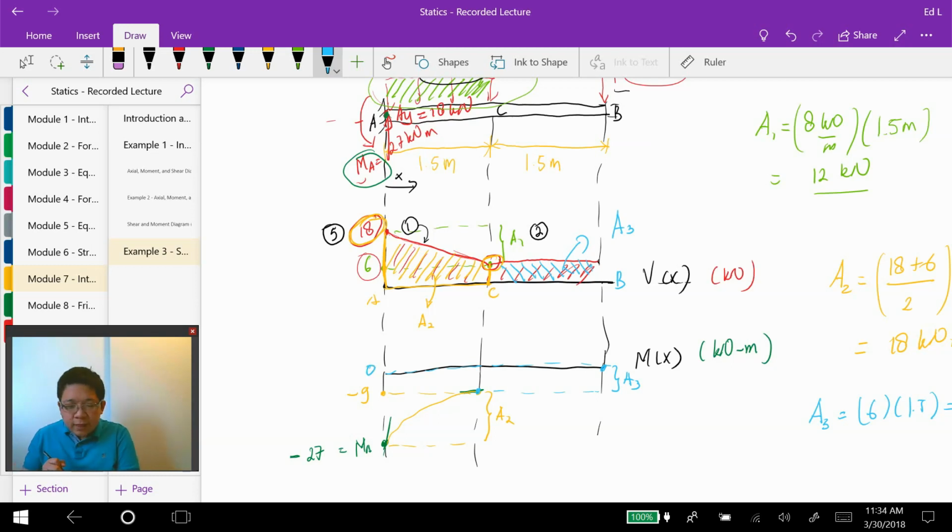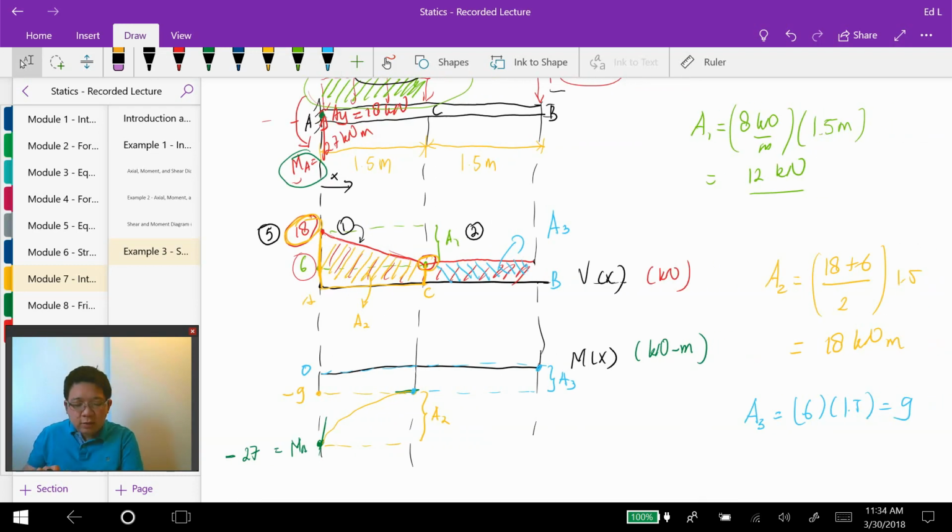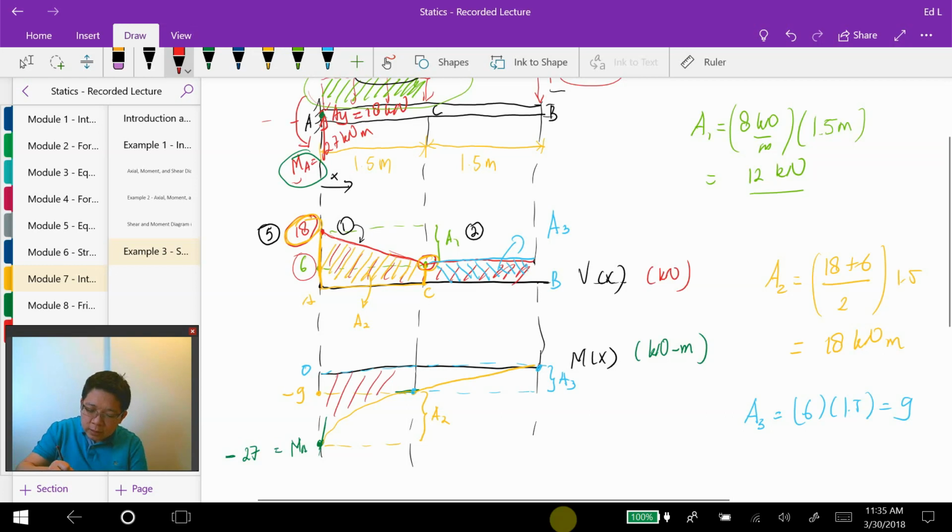And then we can apply rule number 3, which states that the slope in the moment diagram is equal to the ordinate of the shear diagram. In here we know that the ordinate of the shear diagram is constant, 6, and is positive. Since it's constant, we know that the moment diagram is going to be linear, and it has positive slope, so it's going to go upward. It's a linear line. So basically this is our moment diagram.